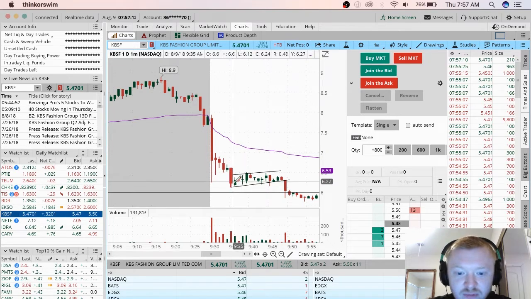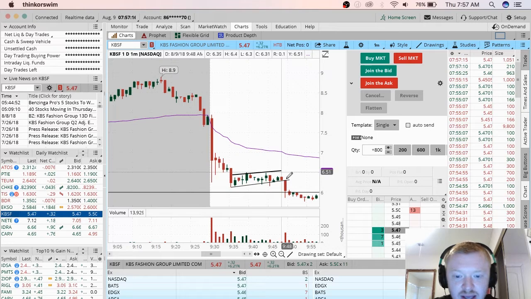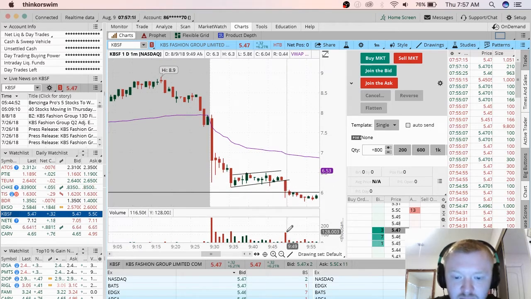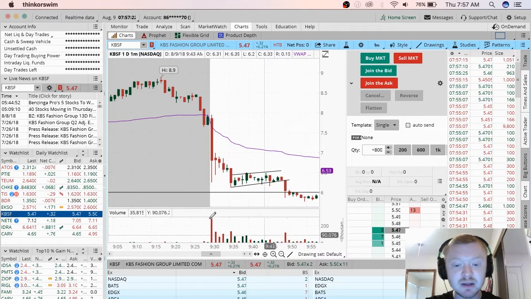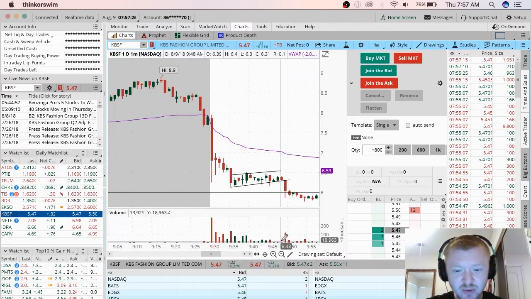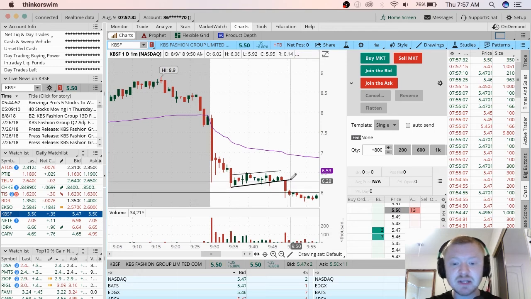Then we start forming some higher lows and higher highs right here. And then if you notice down here, we have about 125,000 shares of red volume come in. So a huge volume spike after this faded off, because the minutes prior to that we were looking at like 20,000 shares, 30,000 shares, and then 125,000 shares comes in. That's what you want to be looking for.